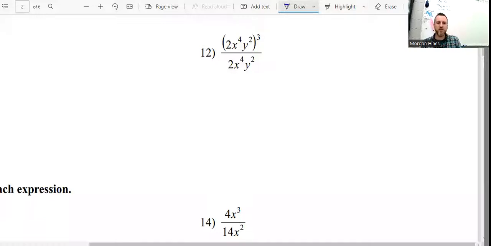We've come to number 12, and there are multiple ways we can do this. So we've got 2x to the fourth, y to the second, all raised to the third power. And then in the denominator, we have the same thing, just not raised to any power, raised to the first. So you could recognize that if all of this is raised to the first, they have the same base, and we could really just write 2x to the fourth, y to the second, and that's all going to be squared, which would give us 4x to the eighth, y to the fourth.